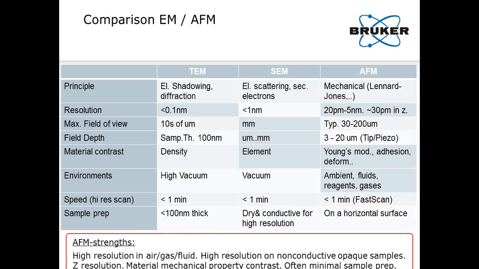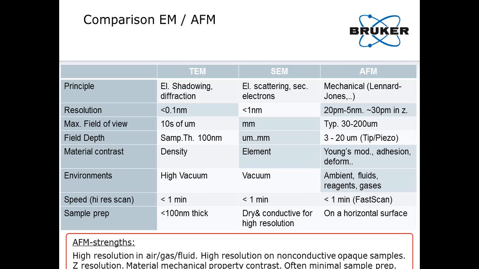When we compare AFM to electron microscopy techniques, we see that each has certain unique strengths. The SEM's probably most unique strengths are its extreme zoom range from millimeters to nanometers and its corresponding extreme field depth, which enable it to explore very rough samples easily.